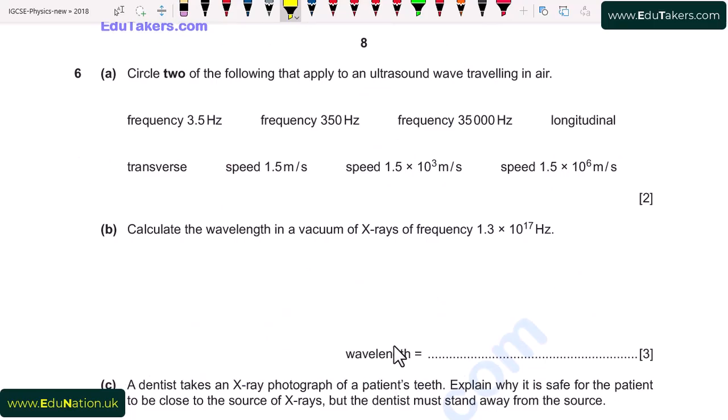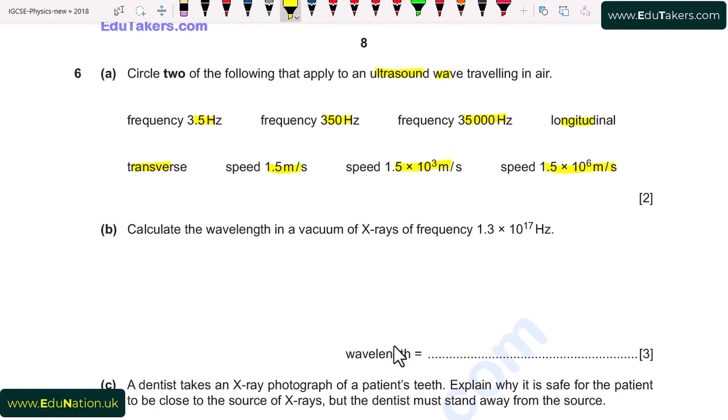Question number 6, part A. Circle 2 of the following that apply to an ultrasound wave traveling in air. Frequency 3.5 Hz, frequency 350 Hz, and frequency 35,000 Hz, longitudinal wave or transverse wave. Speed is 1.5 meter per second and 1.5 into 10 to the power 3 meter per second. And last option, that speed is equal to 1.5 into 10 to the power 6 meter per second.